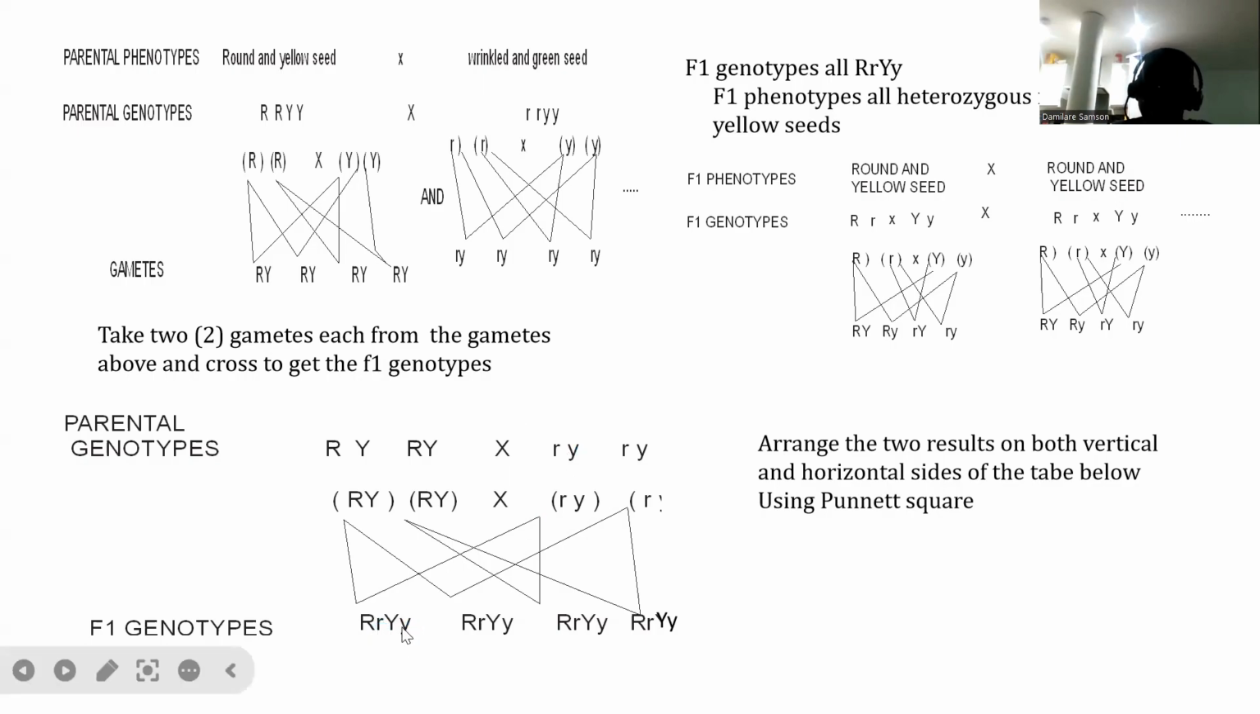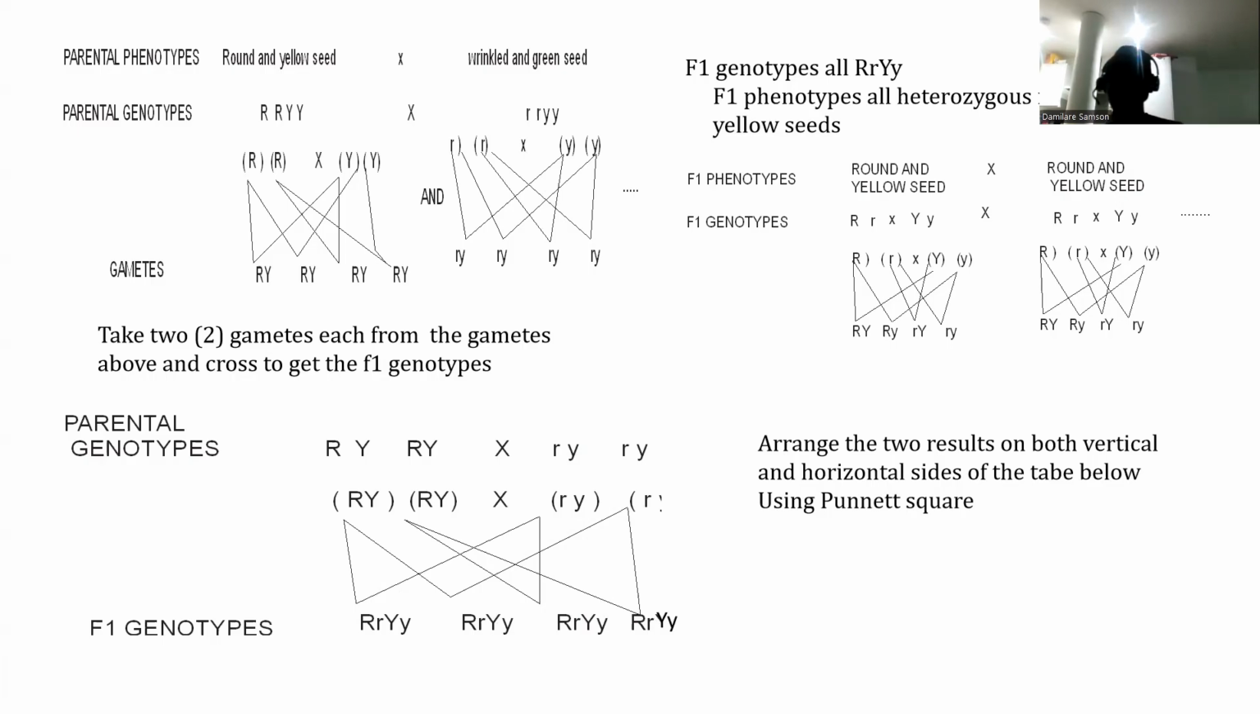Capital Y is dominant over small y. So what is that telling you? All you'll be seeing here is round yellow, round yellow, round yellow, round yellow. That is all you'll be seeing here, because the round and the yellow have completely dominated the wrinkled and the green seed. So in the F1 generation, you will always have the dominant gene expressing itself.